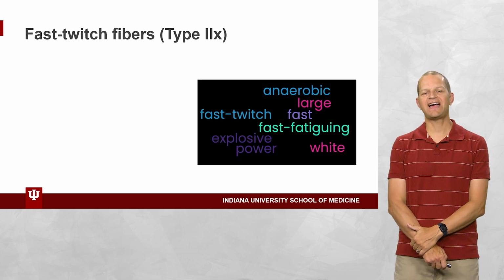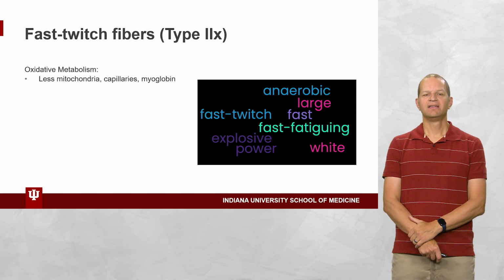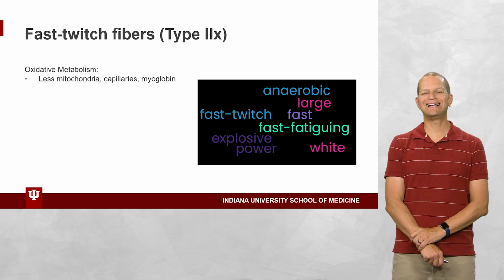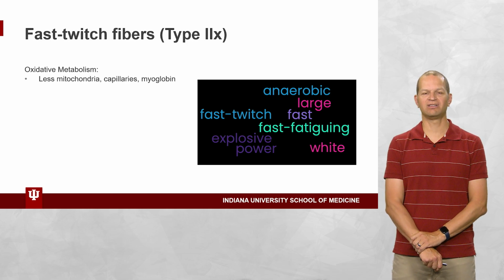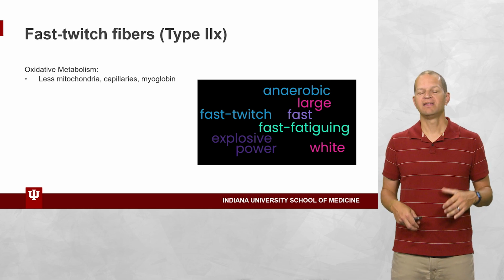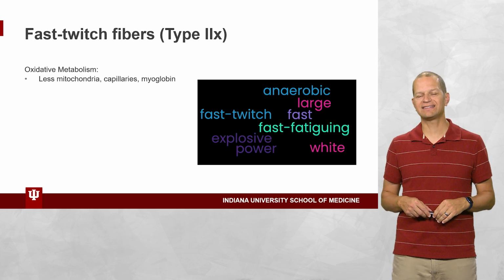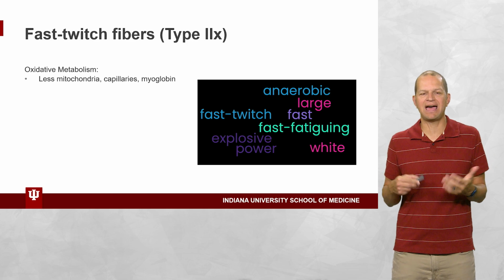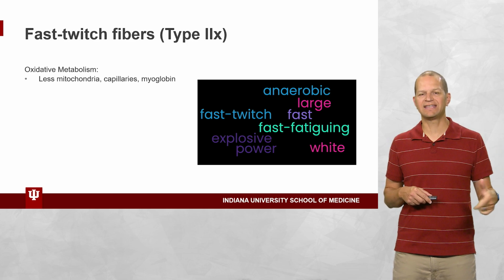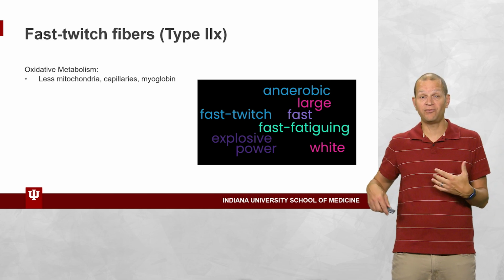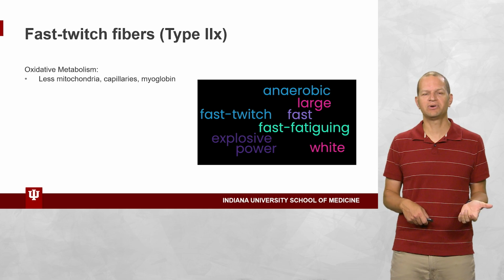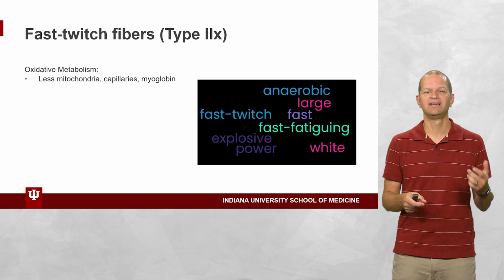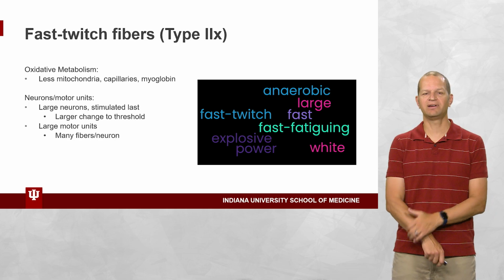And then we've got fast twitch fibers, okay? They rely mostly on glycolysis or glycolytic metabolism, okay? They don't rely very much on oxidative metabolism because it doesn't matter. They don't have very many mitochondria, capillaries, or myoglobin, so we could pump them full of oxygen, but they're not going to produce a lot of energy because they don't have very many mitochondria, capillaries, or myoglobin.